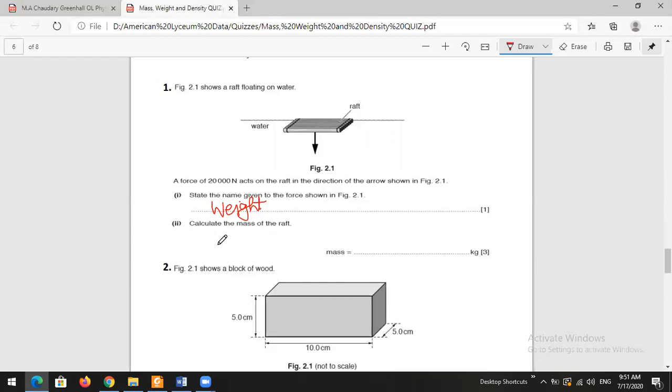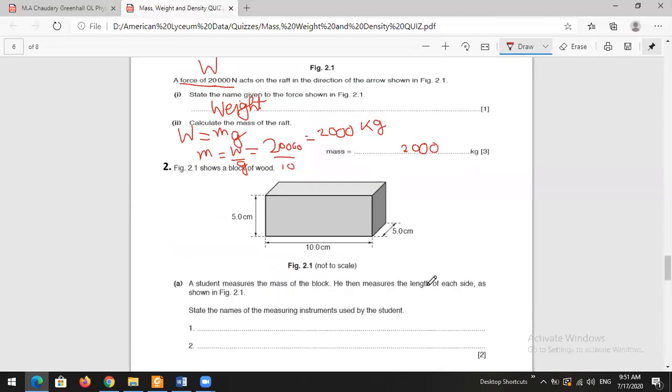Calculate the mass of the raft. So weight is known, which is this force. We also know the gravitational field strength g is equal to 10. So we can find the mass. W is equal to mg, and if we manipulate this equation, m is equal to W over g. So what is W here? 20,000. g is 10. So the answer will be 2000 kg. Clear?